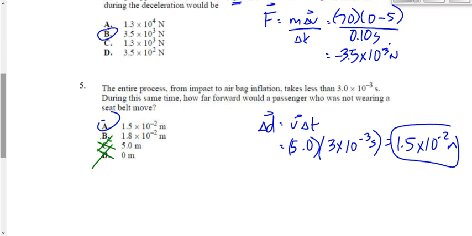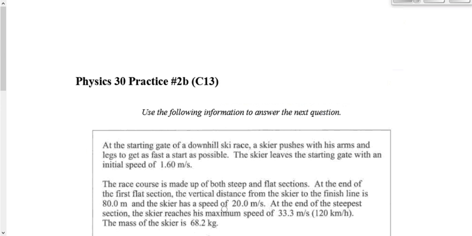If I had to guess, A, B would have been 50-50. Okay, obviously I don't want to guess. I want to know how to do it. But if I got to guess, at least I got a 50% chance as opposed to a 25% chance. All right. We had a couple more questions on practice set number 2B.